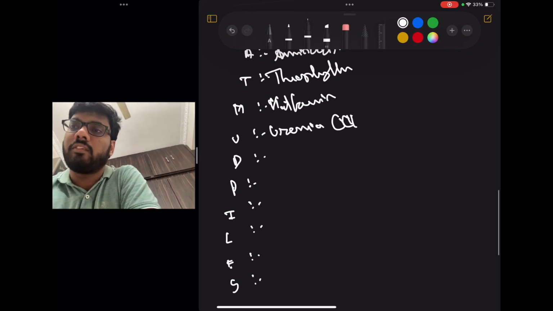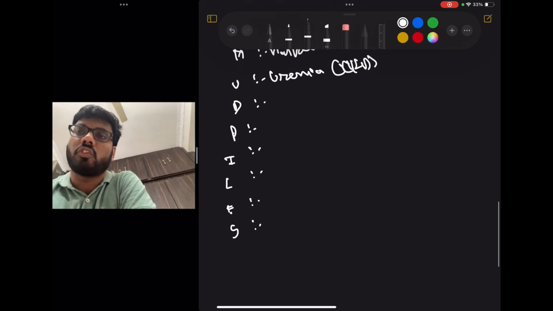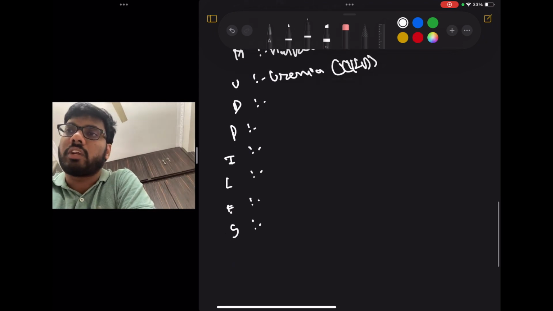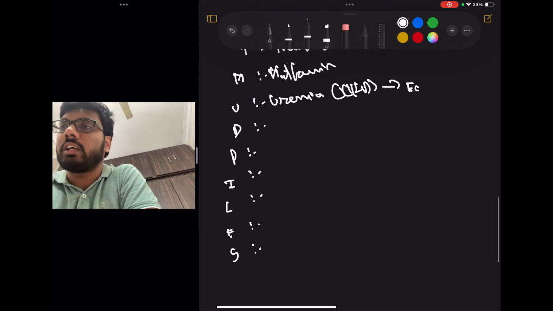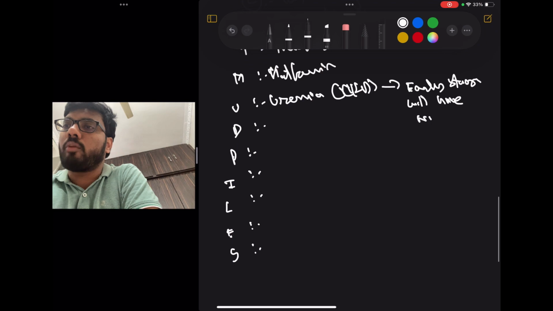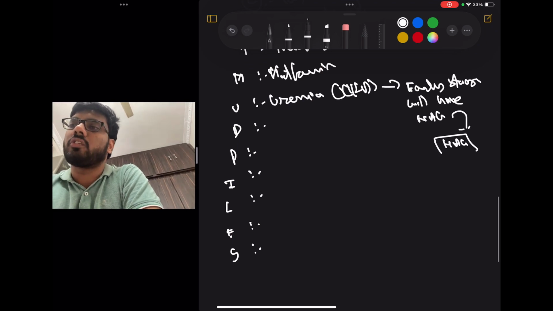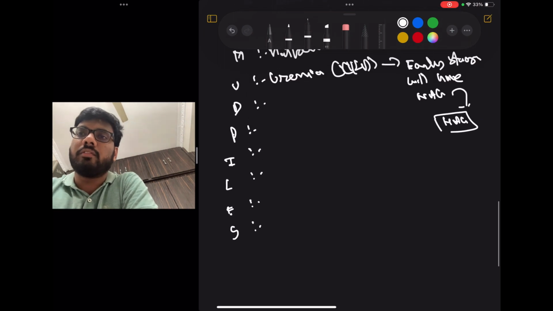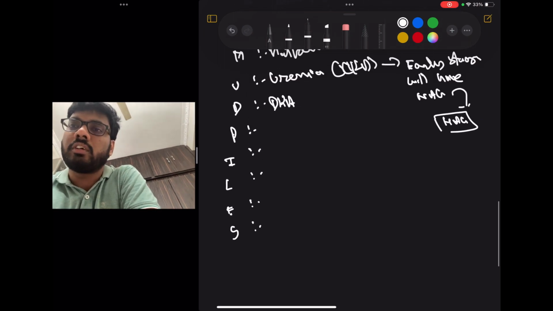Early stages of CKD will have normal anion gap metabolic acidosis. Advanced stages will have high anion gap metabolic acidosis. Right, early stages will have NAG, normal anion gap metabolic acidosis. Later it becomes high anion gap metabolic acidosis in advanced stages. Okay. D for diabetic ketoacidosis.